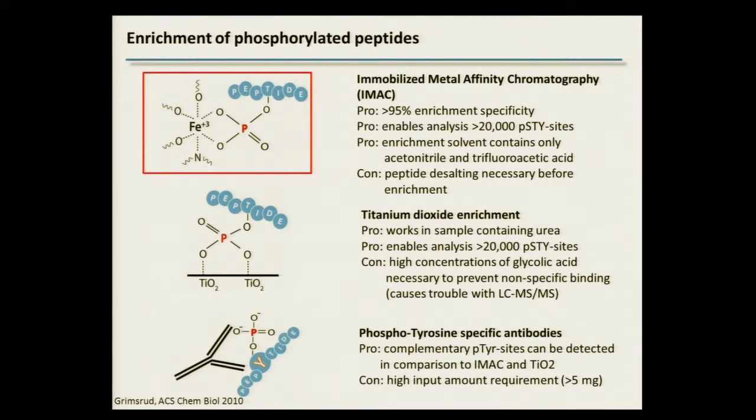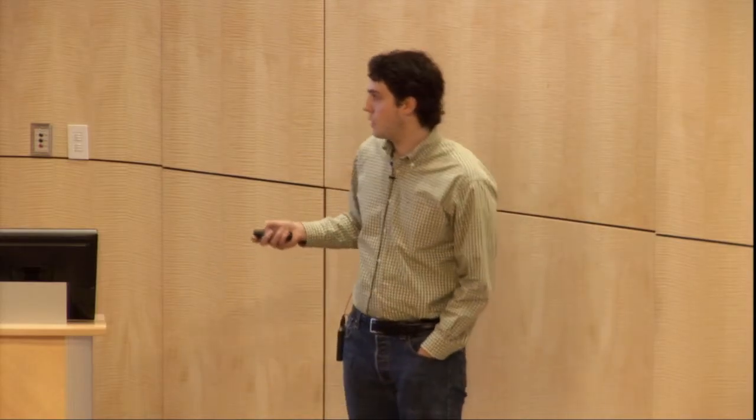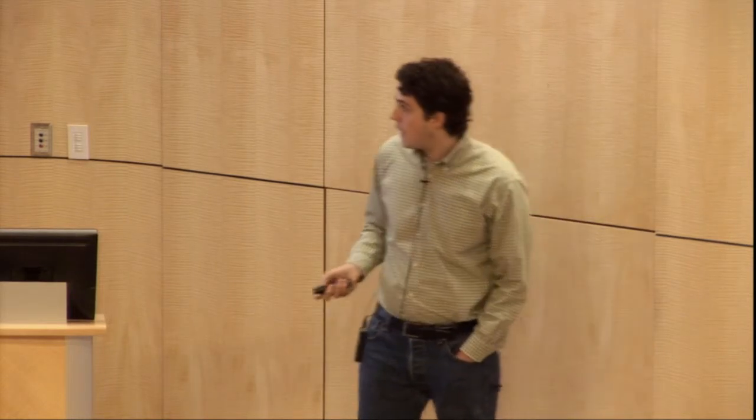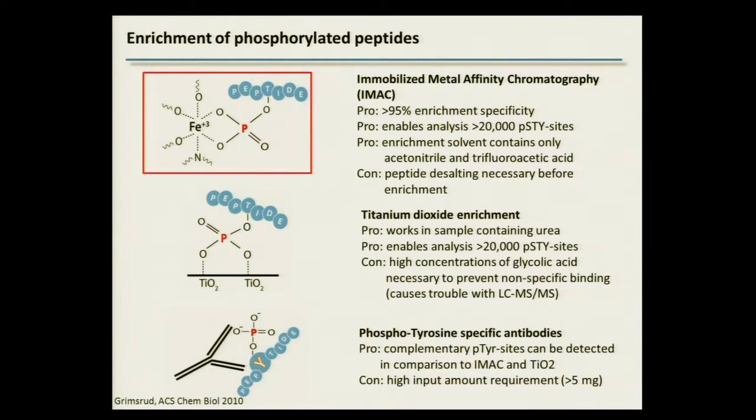Other methods are antibody-based. Really popular is also to use phosphotyrosine-specific antibodies that can enrich for tyrosine phosphorylated peptides. The pro here is that complementary phosphotyrosine sites can be enriched that you don't get with IMAC or titanium dioxide. But the big con here is that you have really high input amount requirements. So usually for antibody-based enrichment techniques, you need more than 5 milligrams of total protein. And for IMAC or titanium dioxide, you can start with 1 milligram, for example.